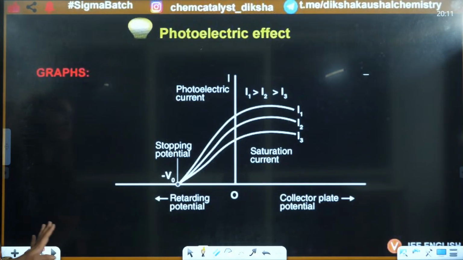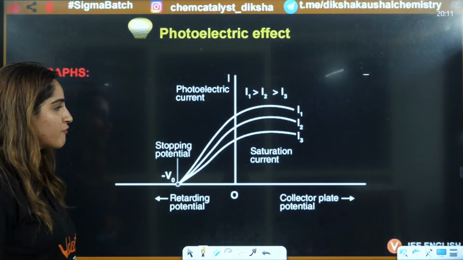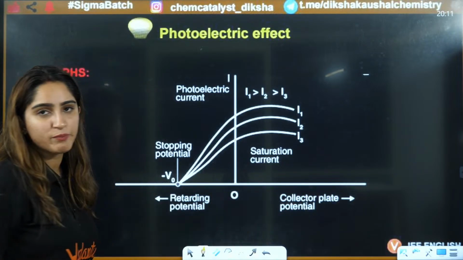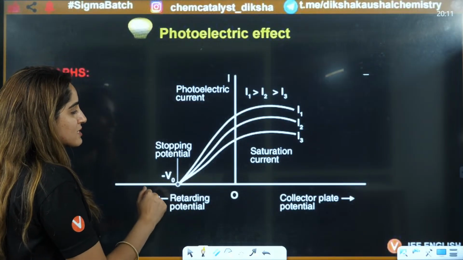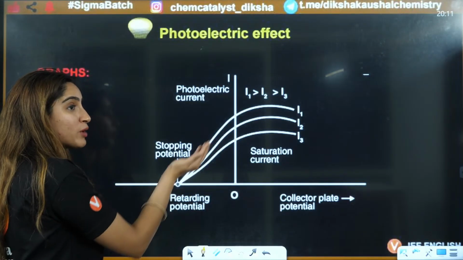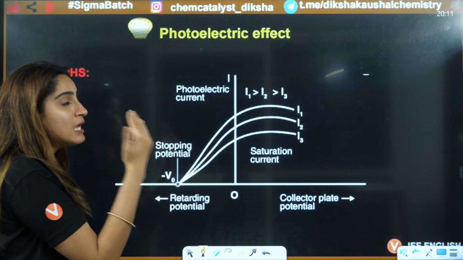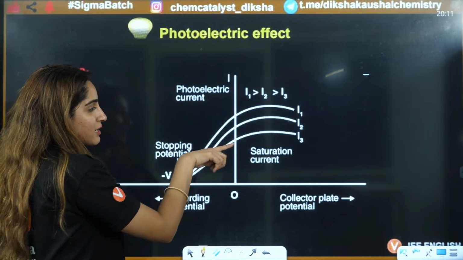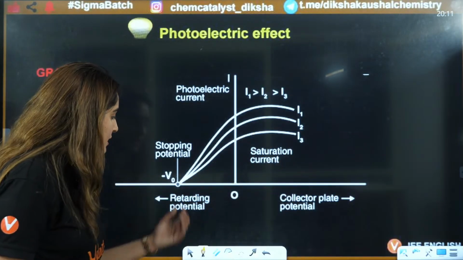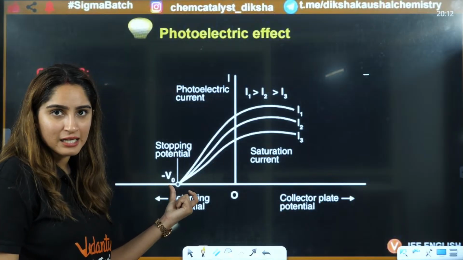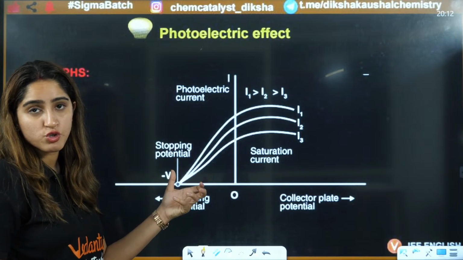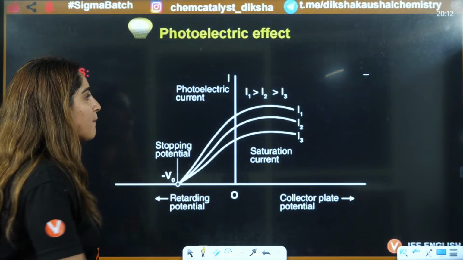Okay. Yes, students, everybody. Now next graph is again on the same plot, that is retarding potential. This is collector plate potential, right? Now here what you will see, that when you give more than the stopping potential, right, then what will happen? The current at that point will firstly increase, then it will start decreasing. That will be your saturation current, right? This is the stopping potential, right, that is needed to stop it. When you provide more than the stopping potential, what will happen? This is your current.